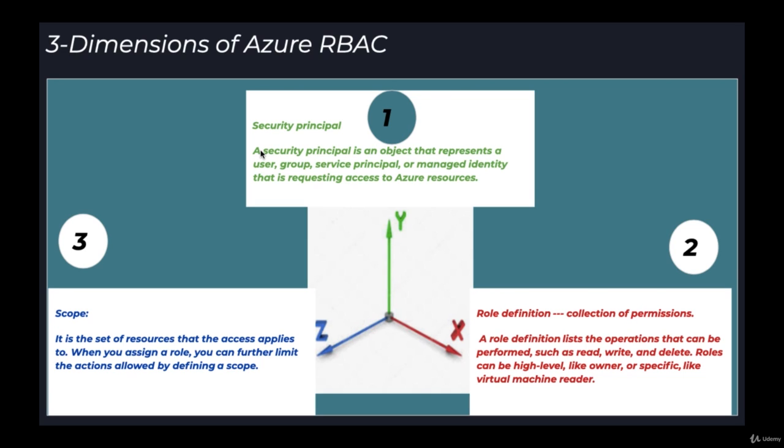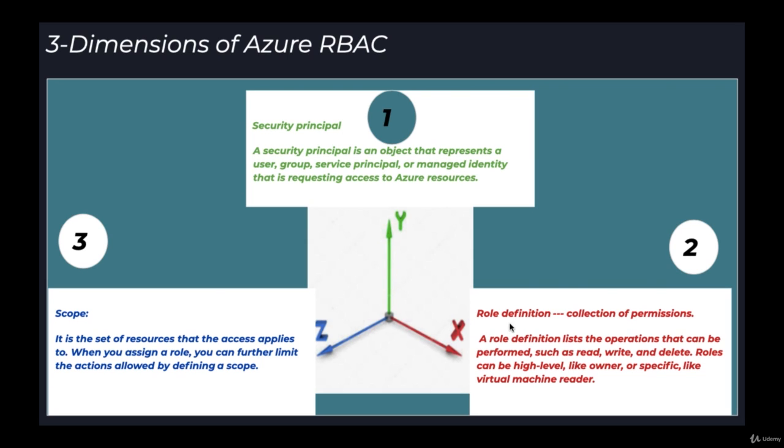A security principal is nothing but an object that might represent a user within Azure AD, or a group, or a service principal, or a managed identity, which could be user assigned or system assigned, that is requesting access to Azure resources. It could be your virtual machine, your storage account, or a database. Basically, it is the user or the identity which needs access to certain resources.